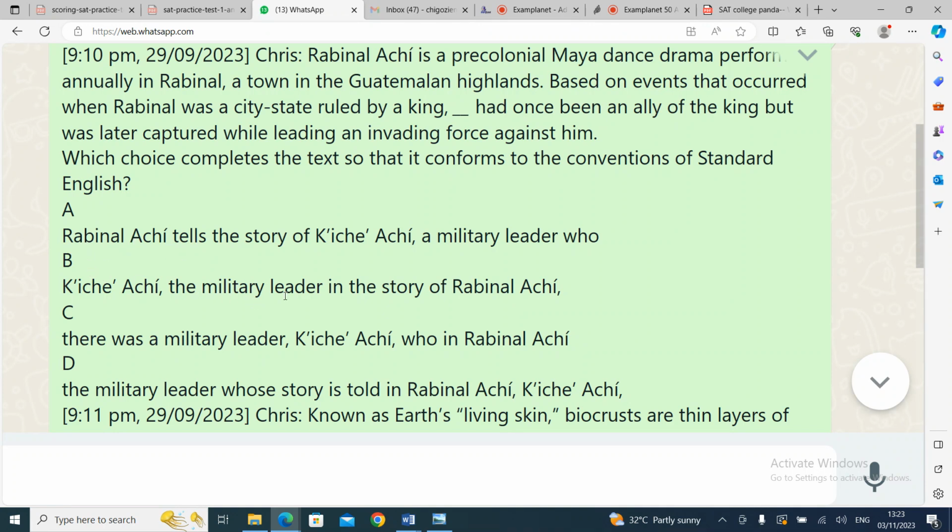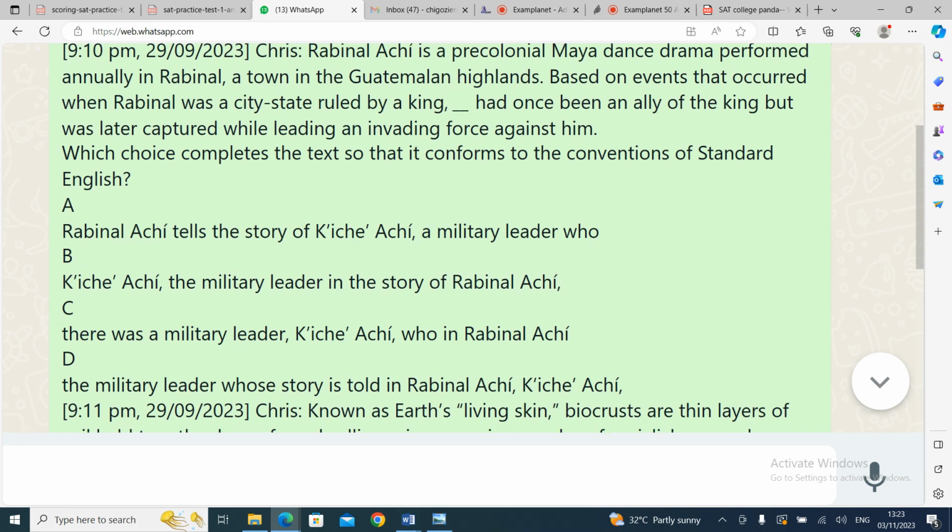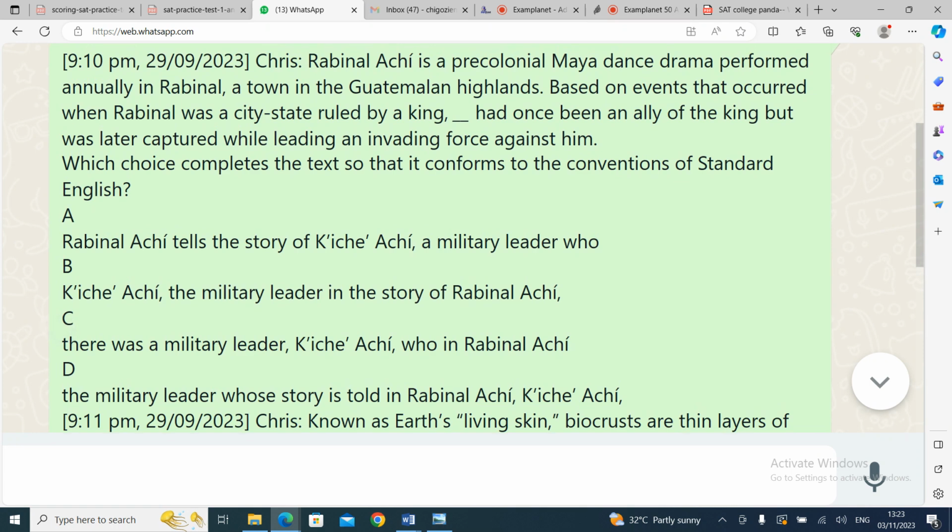Kichi Achi, the military leader in the story of Rabina Achi. So let's see, based on the events that occurred when Rabina was with Kichi Achi, the name of a king. So it's not Kichi Achi that was based on events. So this is wrong. Based on the events that occurred when there was a city ruled, okay, there was a military leader. No, we have not seen what is based on the events. So the answer is A. You all see why that is the case?